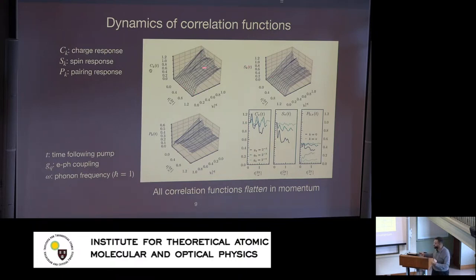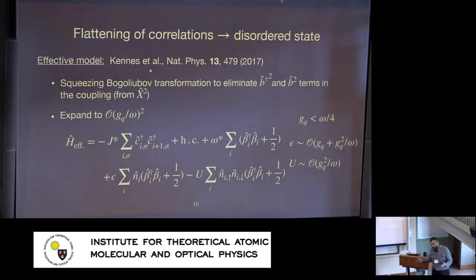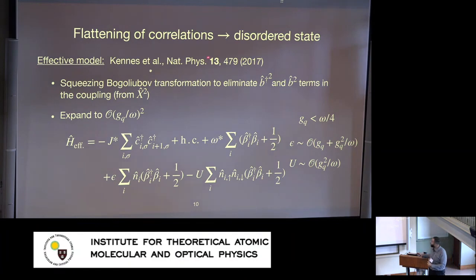The main feature, this is obviously messy, but the main feature we're seeing is at later times, we're getting flattening of these correlations in momentum. This flattening, of course, cannot affect the zero part, as I said. So all we're seeing is the correlation functions flatten in momentum. So what does that mean? We were interested in the suggestion that this flattening of correlations implies a disordered state. How do we understand this?